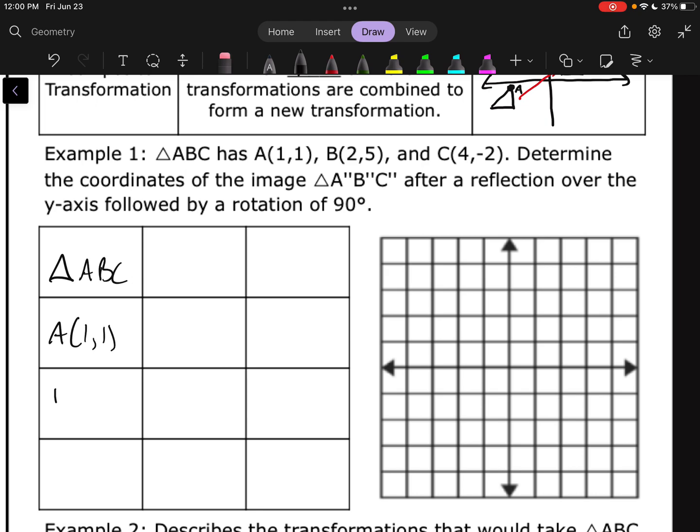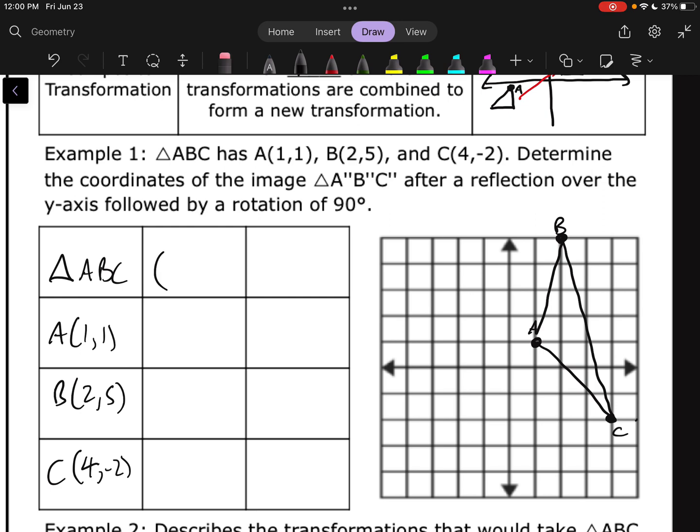A's at 1, 1. B's at 2, 5. C's at 4, negative 2. Let's see where those are. 1, 1, 2, 5, 4, negative 2. Okay, so this is our triangle. And we're going to reflect it over the y-axis followed by a rotation of 90 degrees. So first, to get things started, that reflection over the y-axis.